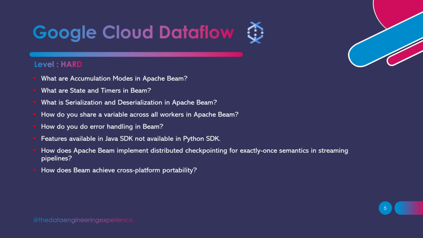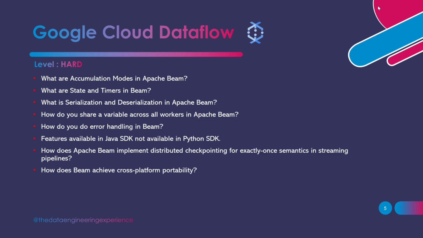So you can mention the two accumulation modes, the discarding one and the accumulating mode, and you can explain them in one or two lines. Then, what are states and timers in Beam? You can say that states allow you to store information about each element or key during stream processing. And what are timers? Timers basically allow you to set specific times to trigger an action, like handling of late data or emitting results at any future point in time.